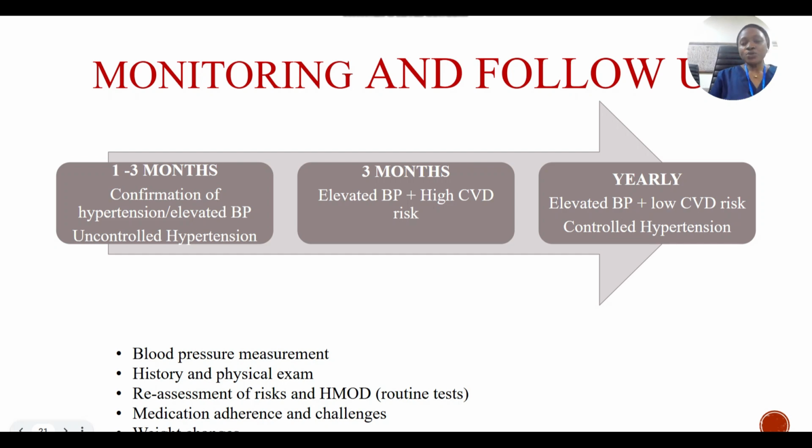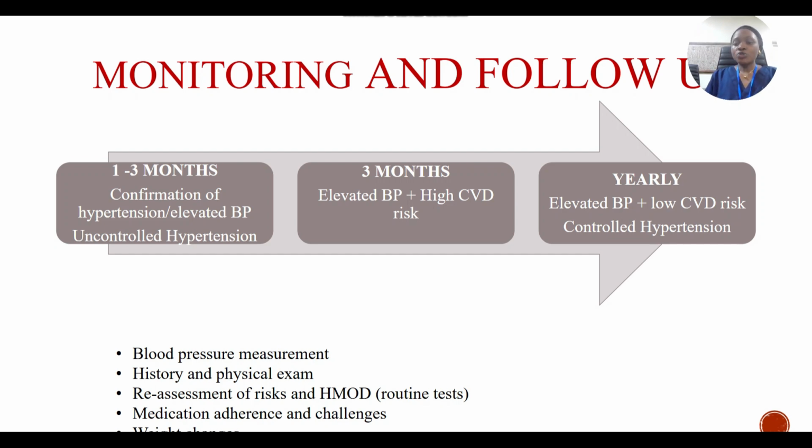So giving at least 1 month in between would allow, if we've altered or adjusted their medications, for the medications to work, because it's been found that it takes at least 2 weeks for antihypertensives to work. So this will allow time to see if the new medication is working and if we need to make further adjustments. 3 months follow up will be ideal for a patient with elevated blood pressure and high CVD risk, as we mentioned earlier. So for these patients, we would tell them to do lifestyle measures for 3 months, and we want them to come back after 3 months.